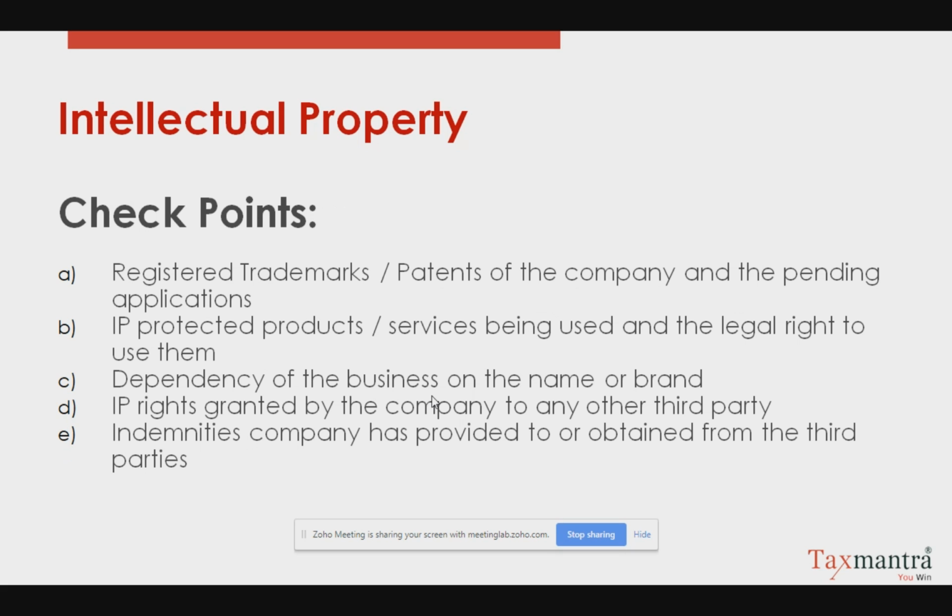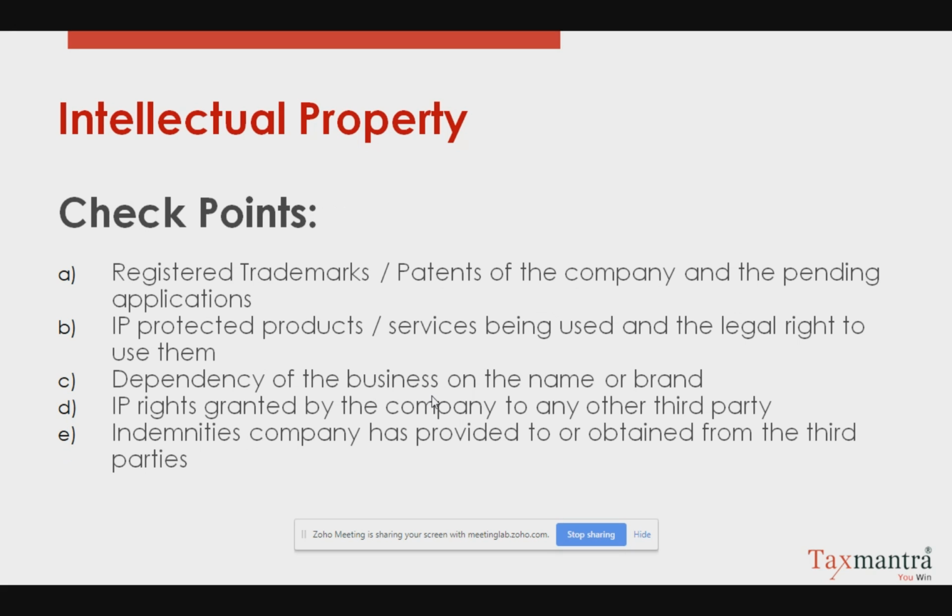There might be several names or brands they are using, so the investors can check how much the business is dependent on that name or brand. It is not always necessary that the particular name of the brand is the deciding force of the business. It might be something else. It might be the face of the founders. It might be the quality of the service. There can be a number of things, but they need to check how much the business is dependent on the brand.